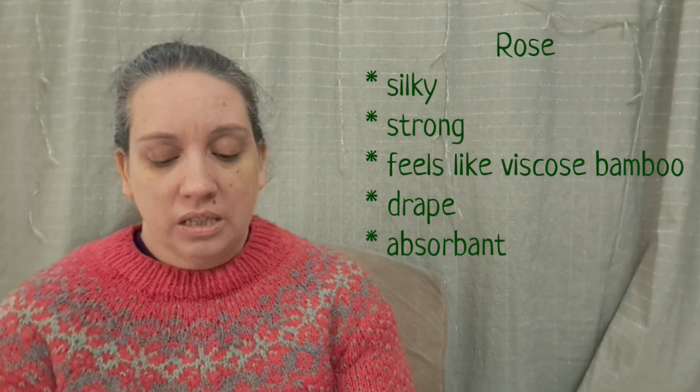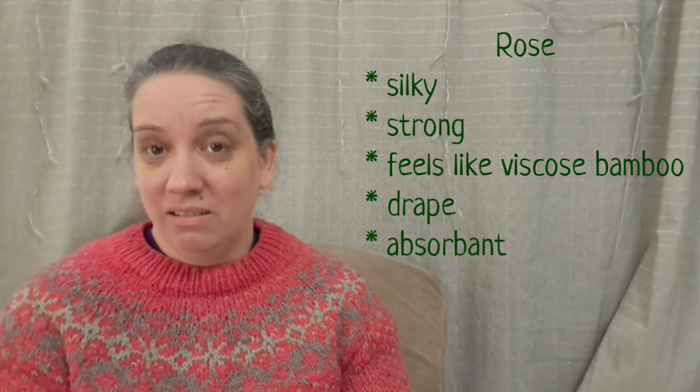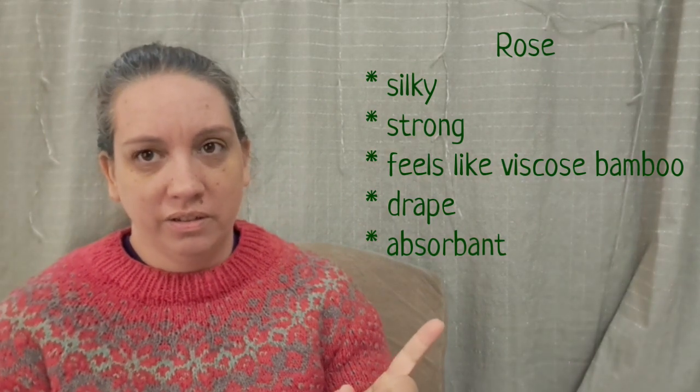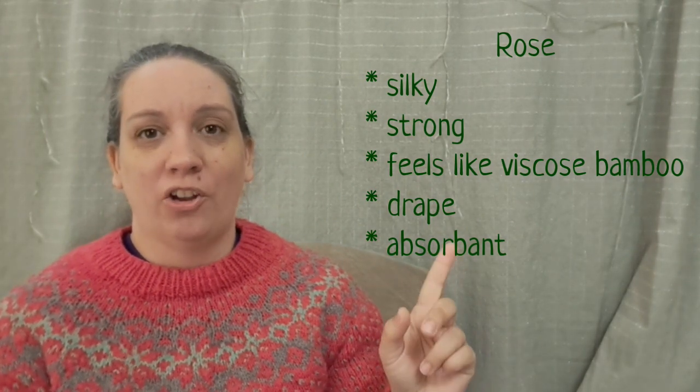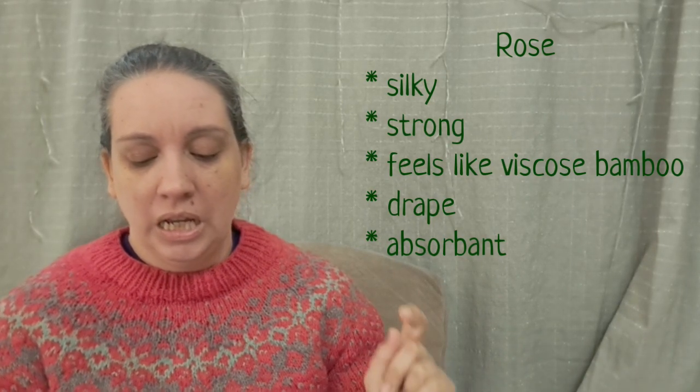Rose fiber is silky, strong like silk. It isn't silk, but it might be an alternative to silk if you can't get it. It feels a lot like viscose bamboo. It's got a huge amount of drape and it's super absorbent.